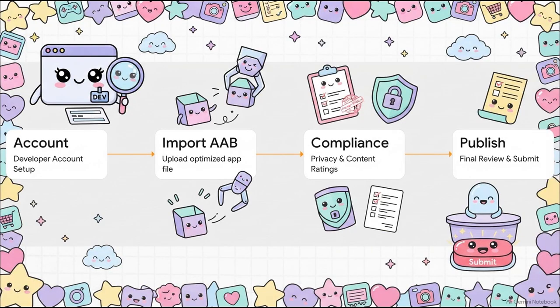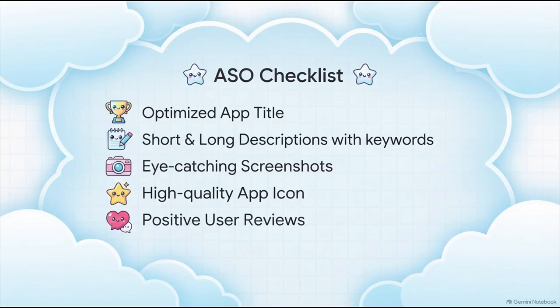Navigating the Google Play console requires a ton of patience and extreme attention to detail. You can't just click upload and call it a day. You have to set up a developer account, carefully import that optimized AAB file we just talked about, and then meticulously fill out privacy policies, data safety forms, and content rating questionnaires. Google is incredibly strict about user safety, so moving through these compliance steps accurately is completely non-negotiable before you hit publish.